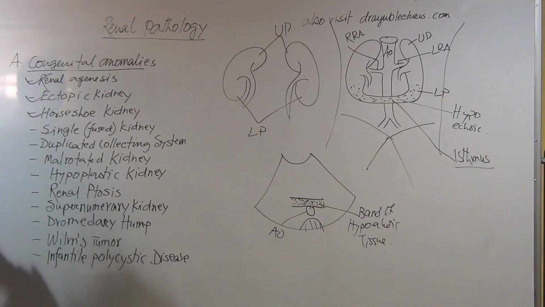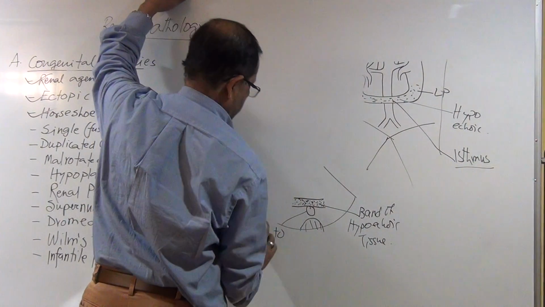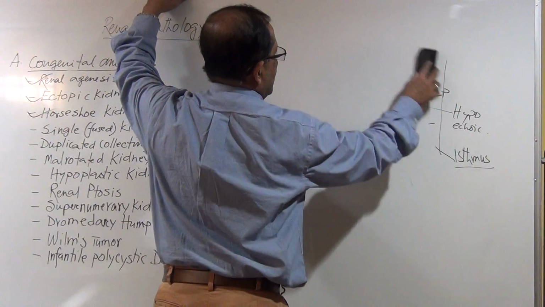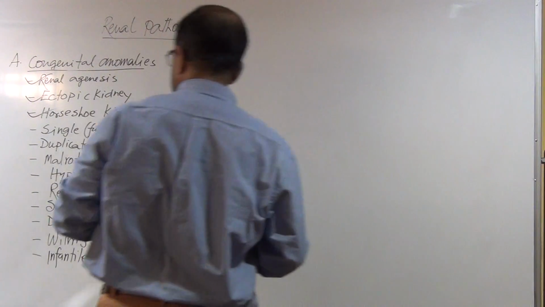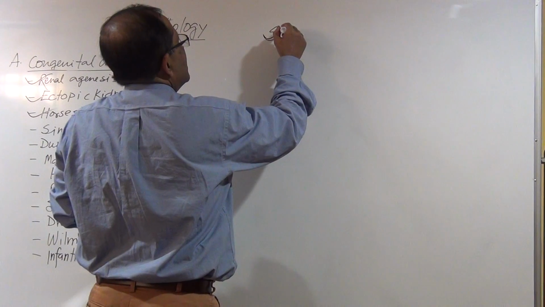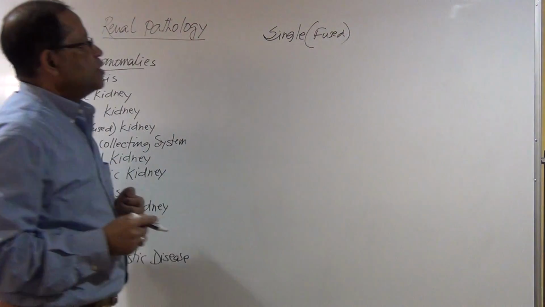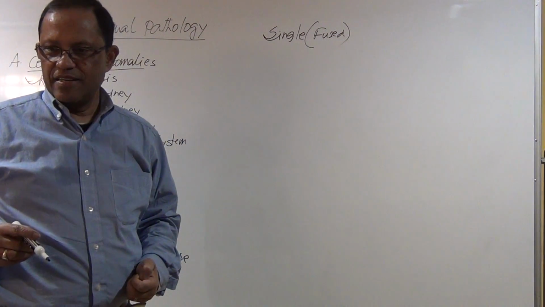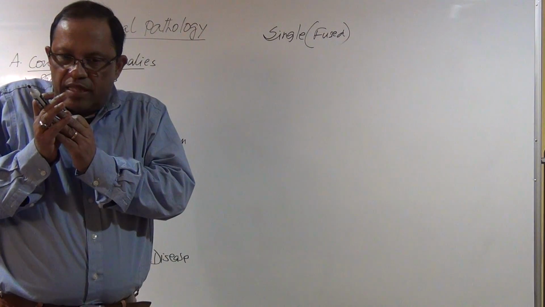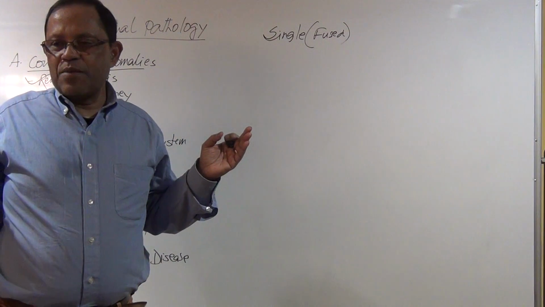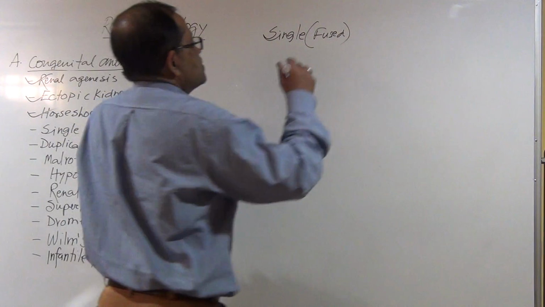Now, single fused kidney. Single, which is fused. Actually, it is not one kidney. Two kidneys developmentally are so close, but during development they failed to be separated. So then what happened? Two kidneys are fused together and are on one side. So single kidney.